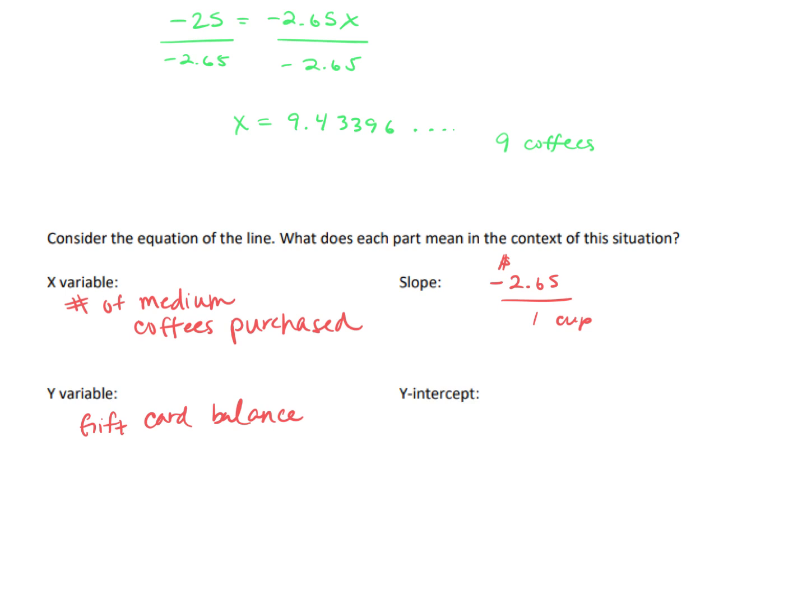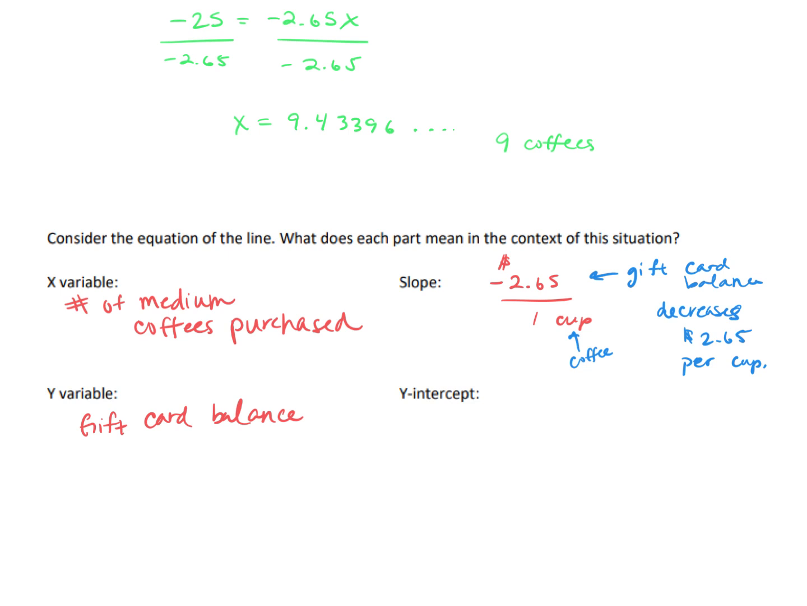So we can just write in that this is the change in your y's, and the y's are representing our gift card balance. That's a sloppy way of writing balance. That's our gift card balance. And then this is our coffee. So the gift card balance decreases $2.65 per cup of coffee.